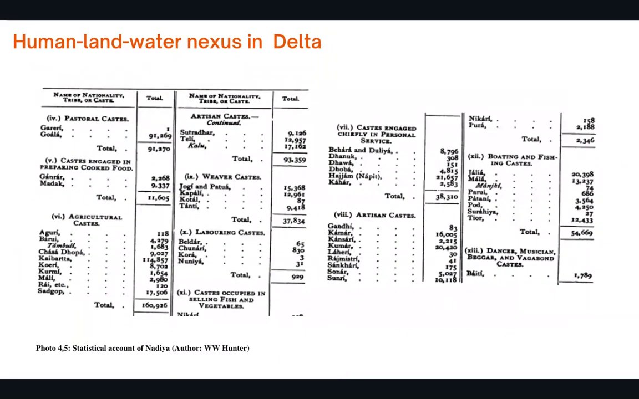this also tells us about the human land-water nexus in the Delta. As we can see in the same statistical account of Nadia, there is a distinct section devoted to the boating and fishing castes, which tells that there is a quite large number of people. Almost in the 1780s, this number exists, that 54,000 people are directly dependent on the river, as well as the agricultural castes, who are also dependent on the river and the large tract of marshes and water bodies which surround this area.